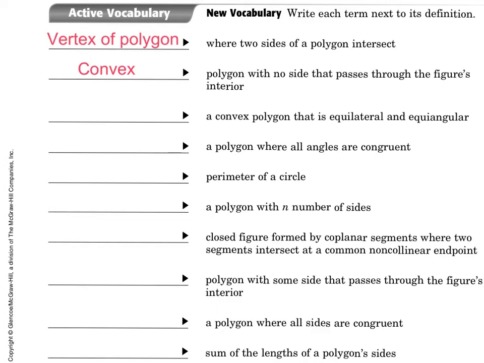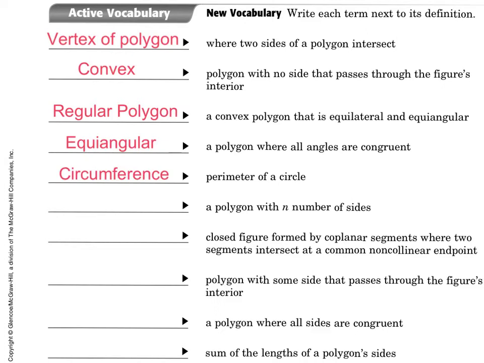Alright, next, a convex polygon that is equilateral and equiangular is a regular polygon. So a regular polygon has to have all the sides the same and all the angles the same. Next, a polygon where all the angles are congruent. Well, we just said it 2 seconds ago, it's equiangular. Alright, the perimeter of a circle, that's the circumference, and we'll talk about that formula in a bit.